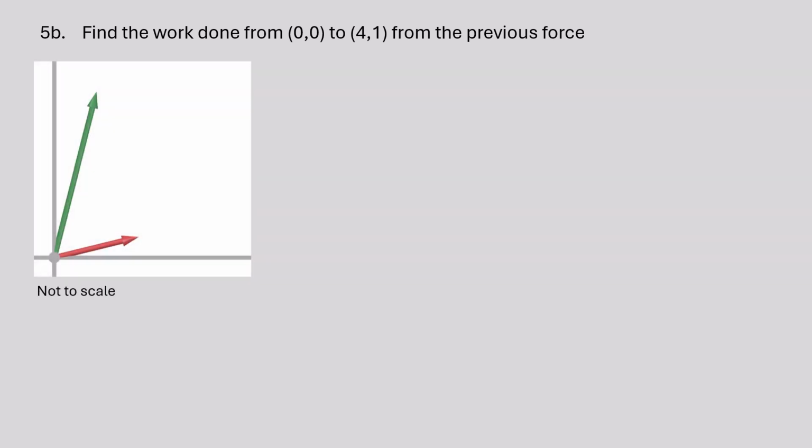In part B of question 5, they're asking for the work done from 0, 0 to 4, 1 from the previous force. So let's graph what we have. This green vector is the force vector of 50 newtons in the 1, 4 direction. The red vector is the distance vector from 0, 0 to 4, 1. To get the work, we have to find the projection of the force onto the distance vector. Then we can multiply by the distance.